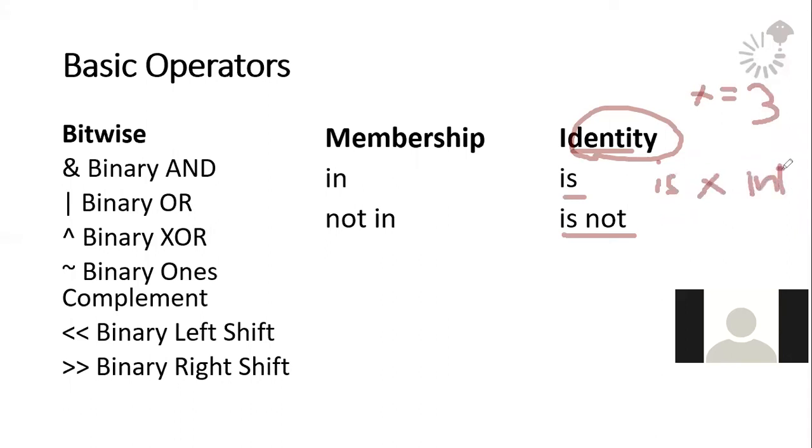Is x a string? Or is x not an integer? Or is x not a string? So that's the identity. We check the type of, kung anong data type, kung anong type of object. Okay, so those are the basic operations that we have in Python.